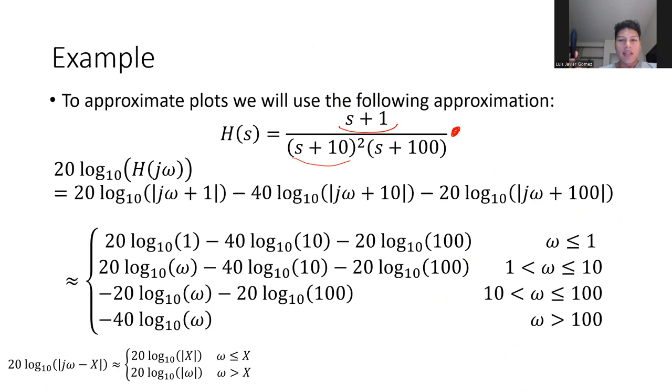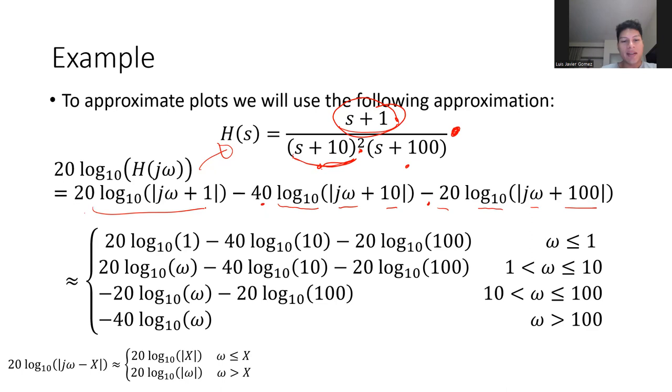So let's look at this transfer function. Here we have s plus 1 in the numerator, s plus 10 squared and s plus 100 in the denominator. When we take the 20 log of the frequency response, we're going to have 20 log of j omega plus 1, minus 40 log base 10 of j omega plus 10, because there's a squared here, so there are two of these and it becomes 40, and then minus 20 log base 10 of j omega plus 100. I initially was going to derive this with you, but I must have deleted the slide, so we're just going to go over it with the answer in front of us.